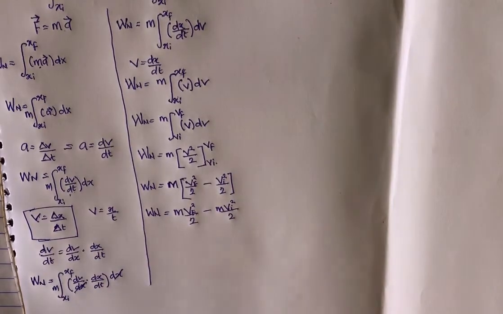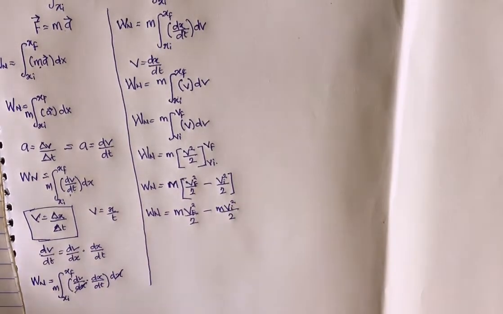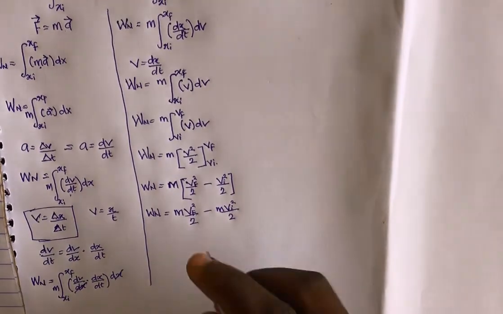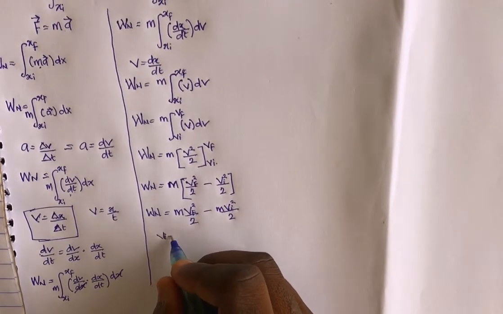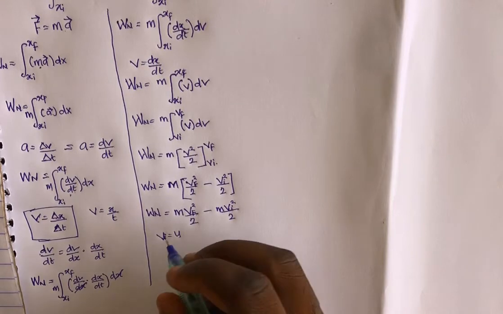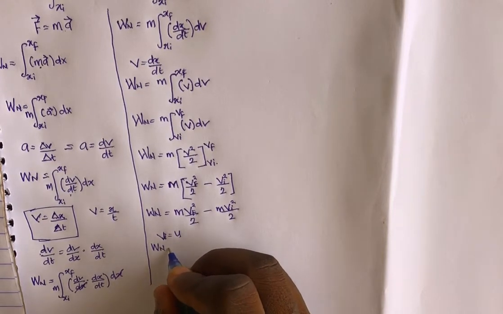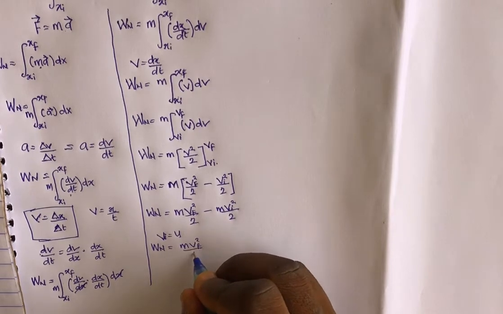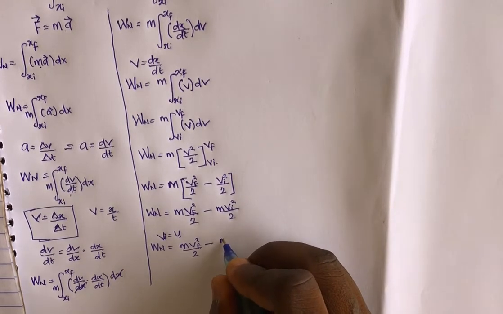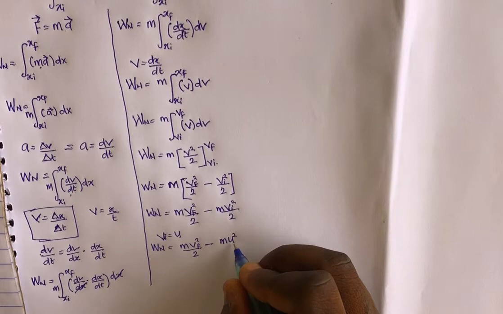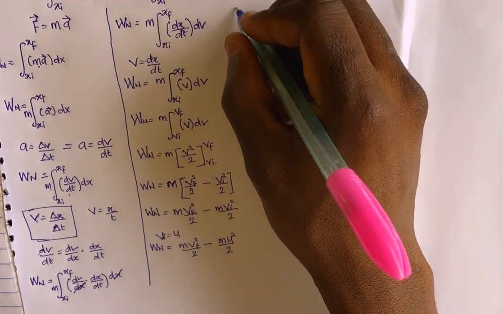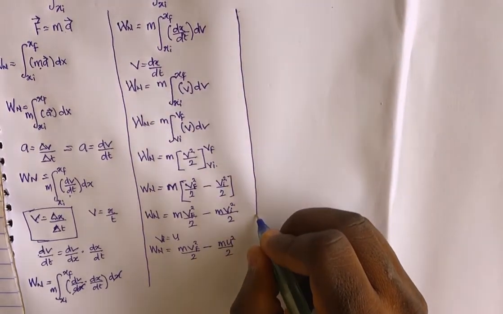In physics, I can denote my initial velocity with u. Let's say vi equals u, right? So I'll have net work done equals mass times v squared, my final velocity, over 2, minus mass times u squared, which is my initial velocity, over 2. Can you see that? But actually, there is one thing I can do here.